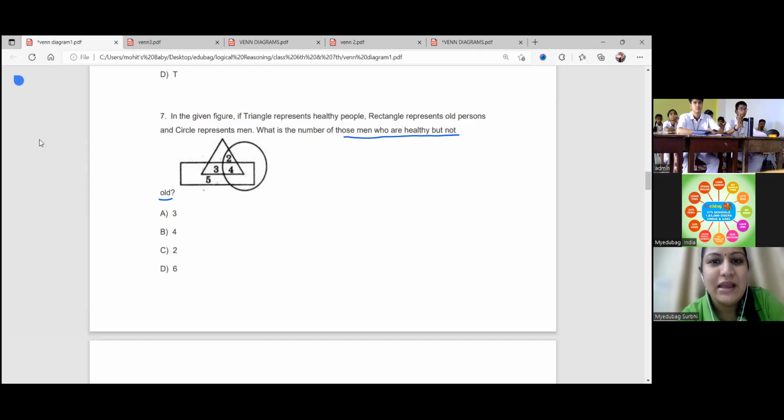Okay, let us see. Triangle represents healthy people. Okay, this is a healthy one. Sorry, triangle are the healthy ones. Rectangle represents old. These are the old. And the circle represents men. We have to see men who are healthy, but not old. So you can see this too. He is healthy. It is coming in the triangle as well as in the circle, but not in the rectangle. Clear? So it is 2. You have to see the figures very carefully.